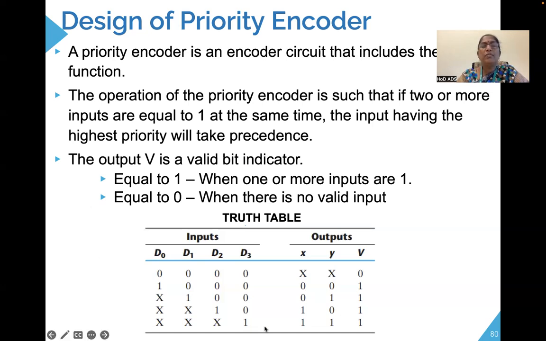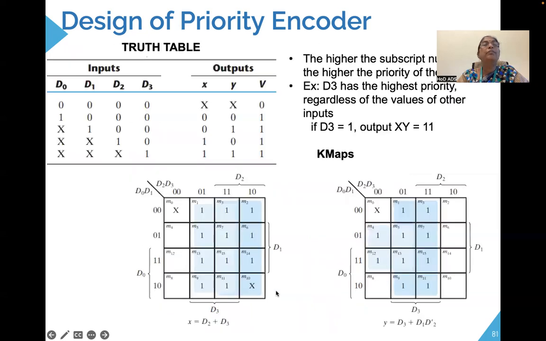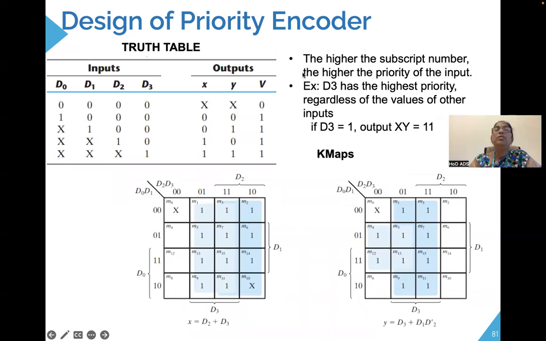So XXX1 means D3 is high, and we will not care about the D0, D1 and D2 inputs. The higher the priority of the input, the more it dominates. As I already said, D3 has the highest priority regardless of the values of the other inputs. If D3 is 1, the output XY will be equal to 1, 1.